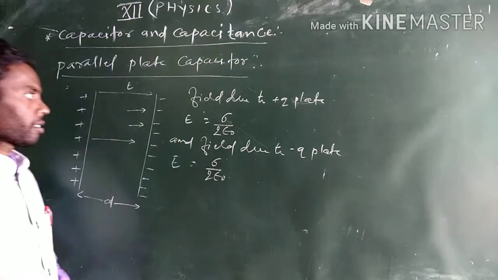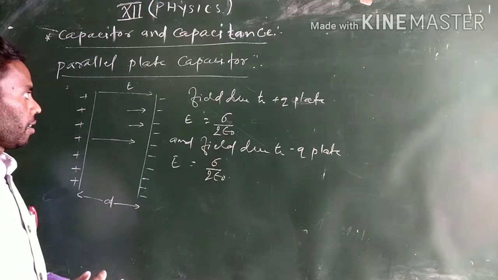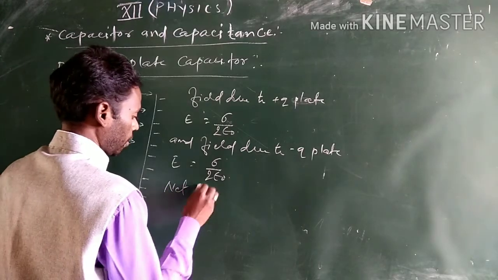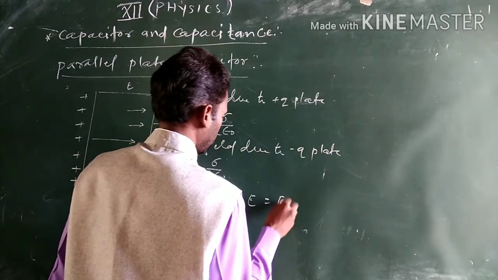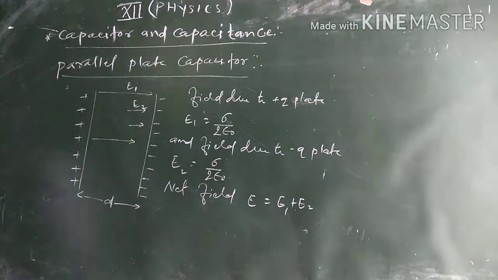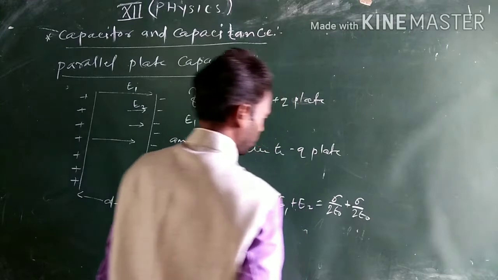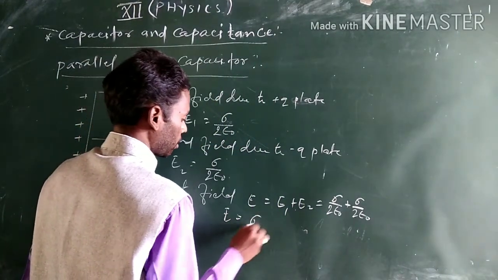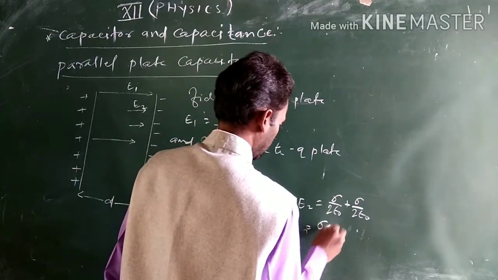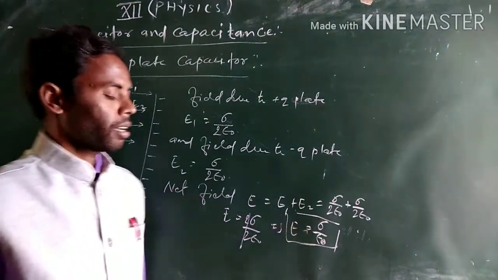Here is the net electric field, that means due to this charge the electric field lines go this side, and due to this charge they also go this side. That's why it's the net electric field. Net field E is equal to E1 plus E2. Suppose this is E1, then this will be E2. Then E is equal to sigma divided by 2 epsilon naught plus sigma divided by 2 epsilon naught. Solving this, the 2 will be cancelled out. That means our net electric field between the plates is E equal to sigma divided by epsilon naught.